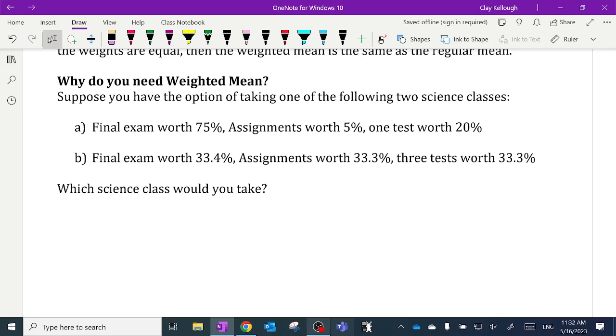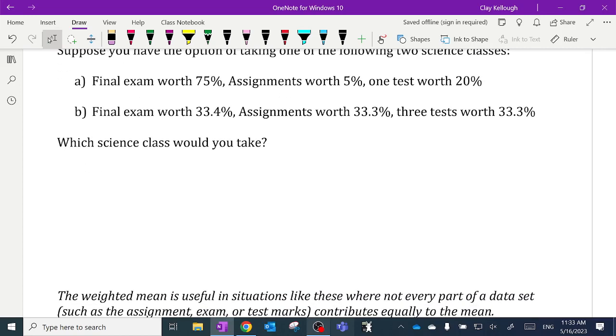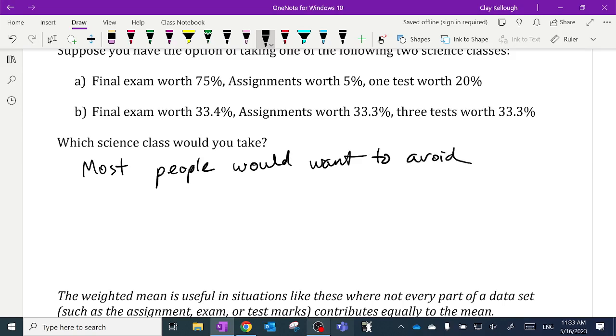So which one would you take? I don't know about you, but I would feel a lot of pressure in a 75% of my grade exam. So I think most people would probably say, I'll take the second one. I think most people would want to avoid a highly weighted exam. Like 75%, holy cow.